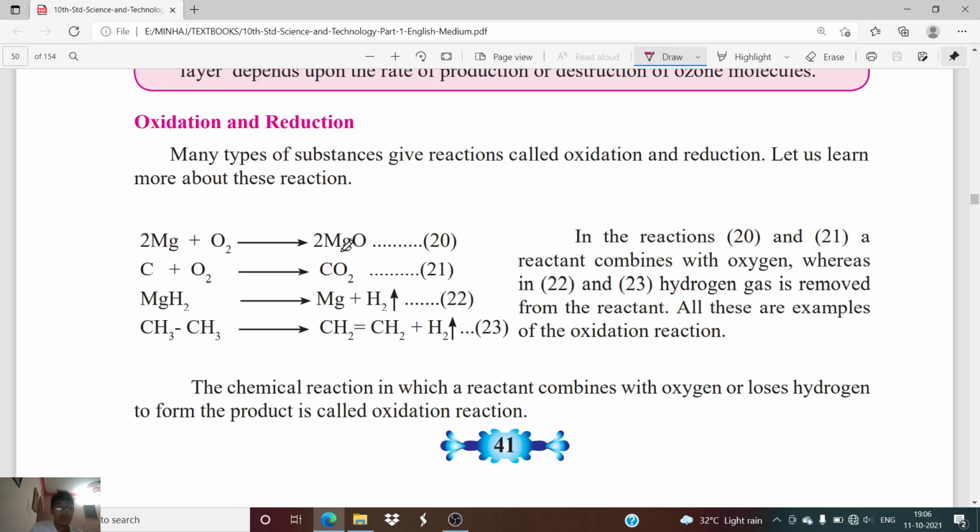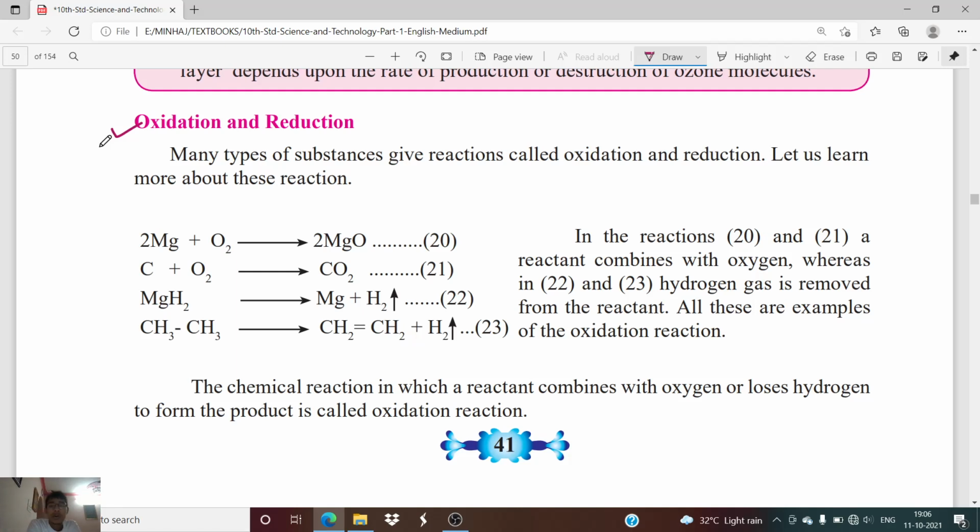Now we are going to study oxidation and reduction from chapter number 3, that is chemical reactions and equations. In our previous lecture we have seen the factors which affect the rate of chemical reaction. Now in this lecture we are going to see another type of chemical reaction, and those are oxidation reaction and reduction reaction. So what is oxidation and what is reduction?